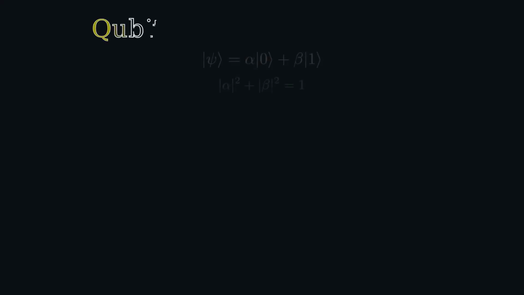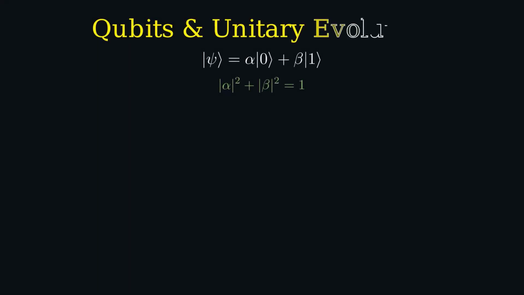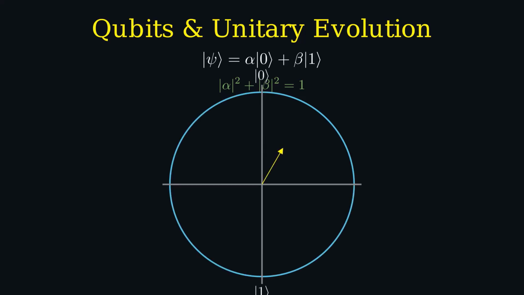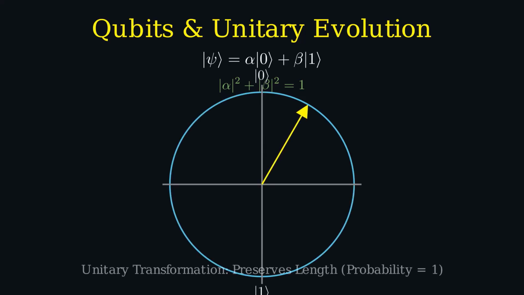When a quantum system evolves in isolation, ignoring measurement, that evolution is described by unitary transformations. Mathematically, a unitary transformation can be thought of as a rotation in Hilbert space, which is the abstract mathematical space where quantum states live. These transformations preserve the length of the quantum state vector, maintaining a total probability of 1. This is exactly what quantum gates do. Each gate applies a unitary transformation to quantum states, rotating them in precise, controlled ways.